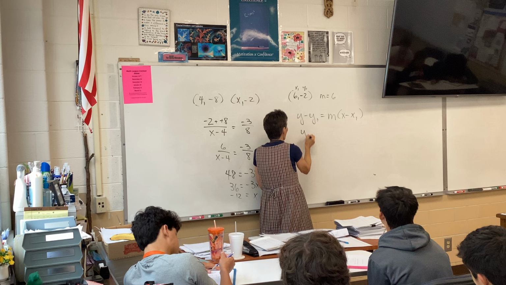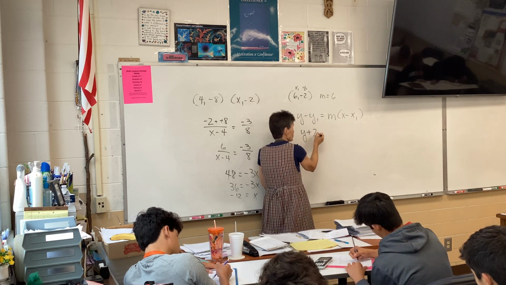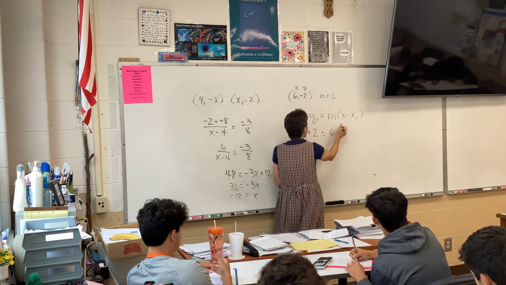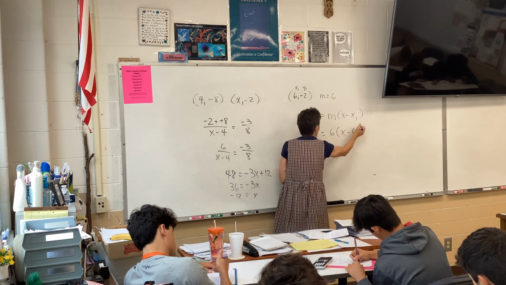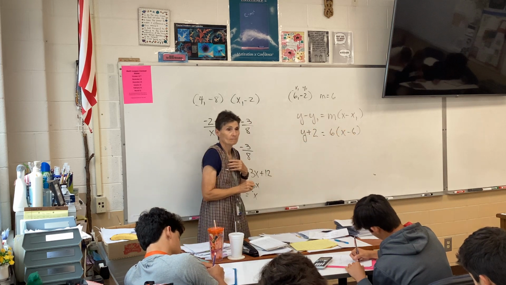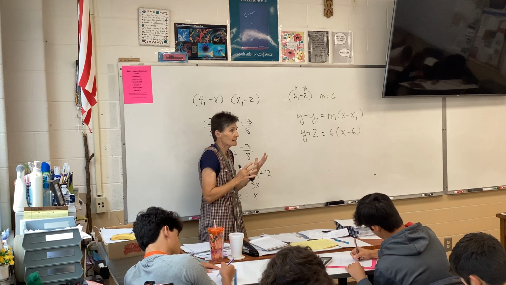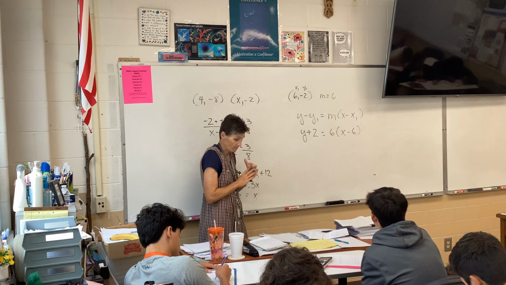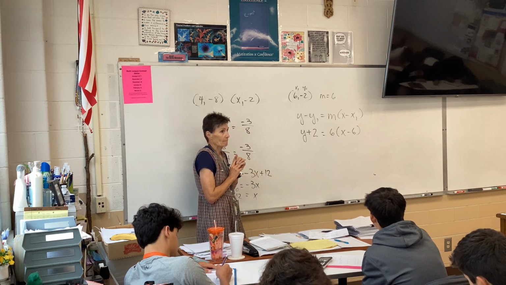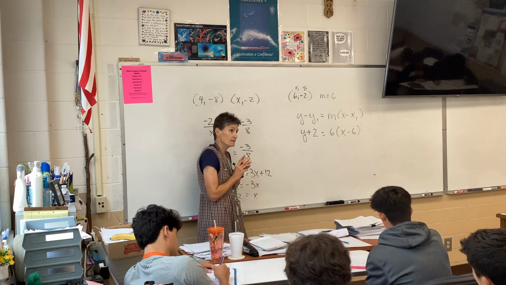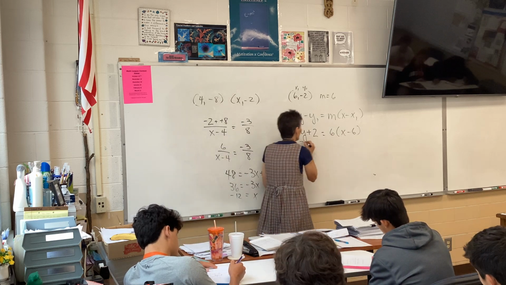Plug it in. So y plus 2 equals 6, x minus 6. Does that make sense to you? I didn't have to really find anything, I just plug in. You good? And guess what? You're done. This is the point slope form.